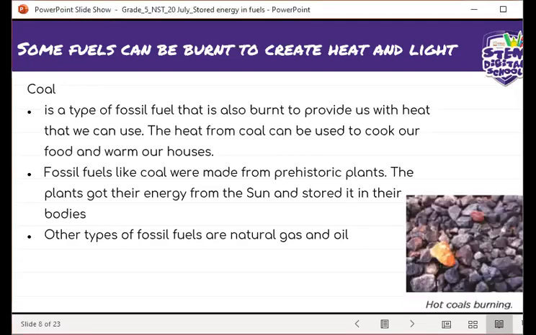And here we have an example of hot coals burning. I believe you guys have also seen coals being used to fry meat, or to heat up the fireplace and stuff.